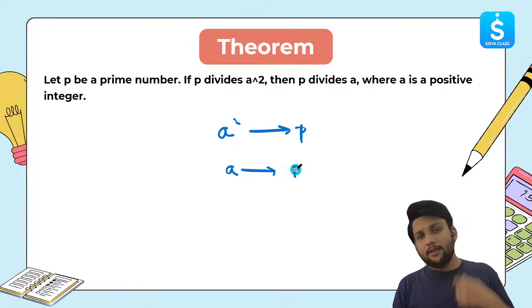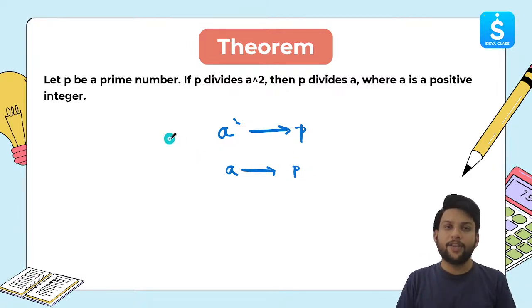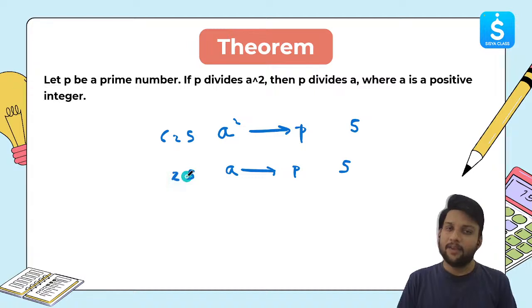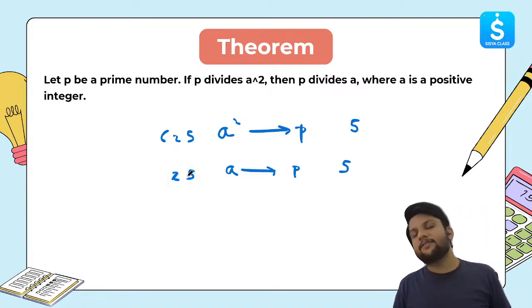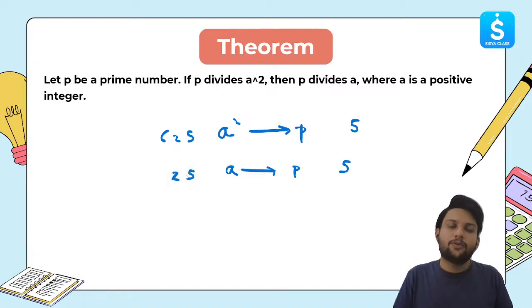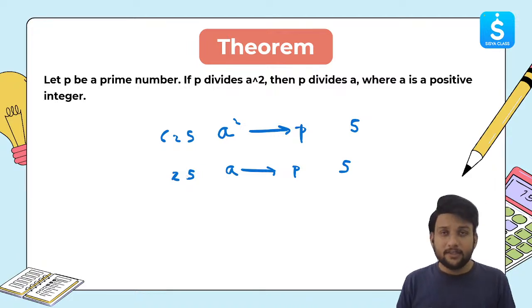For an example, let's take the number 625. If I have 625 and a number, let's say 5, is dividing 625, then 5 will also divide for sure a, that is the square root of 625, that is 25. This is pretty straightforward. That's why I have shown you an example also. Quickly, once again, understand this with me. What does the theorem say?